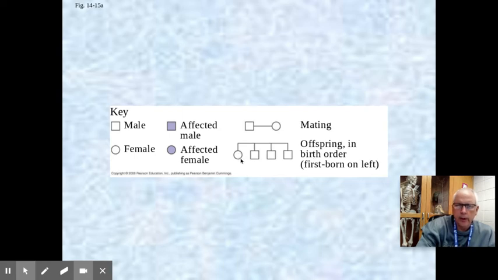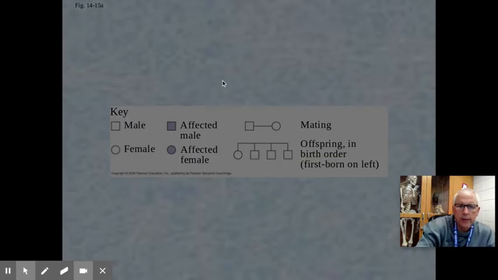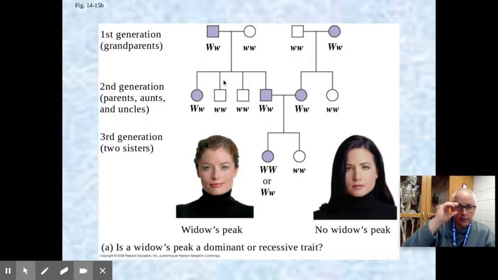So this circle, that would be a female, was the firstborn, and then a boy, then a boy, then a boy. Okay? So the lines have meaning, the symbols have meaning, and if they're shaded in halfway or all the way, or they have a dot, that tells you a lot about what you're looking at. So let's look at an example here.